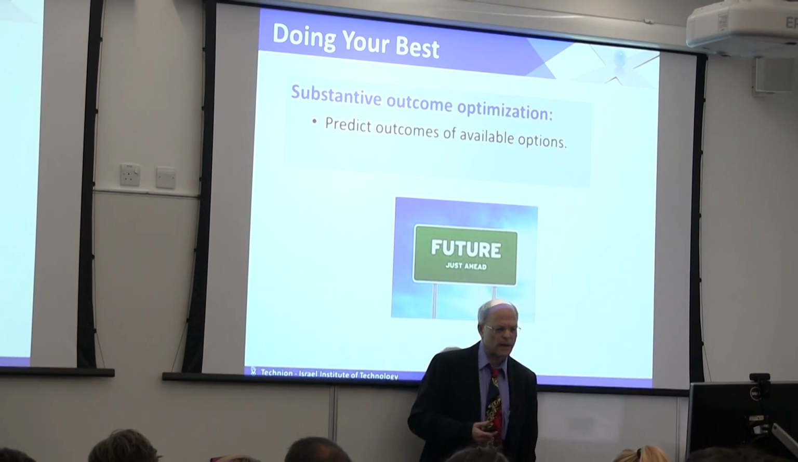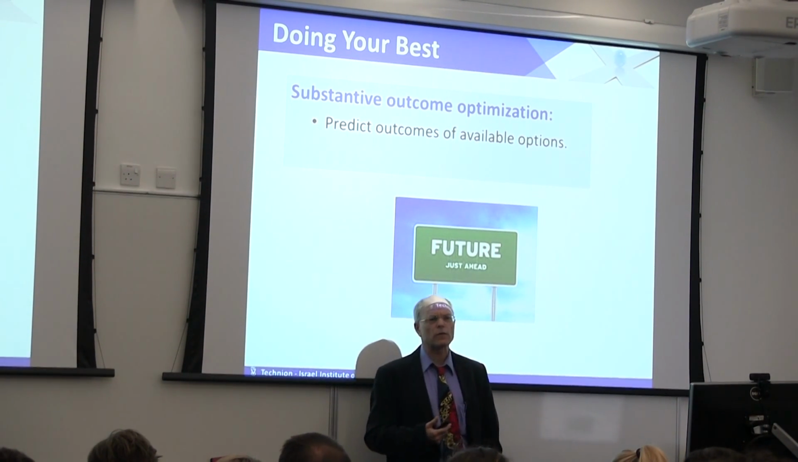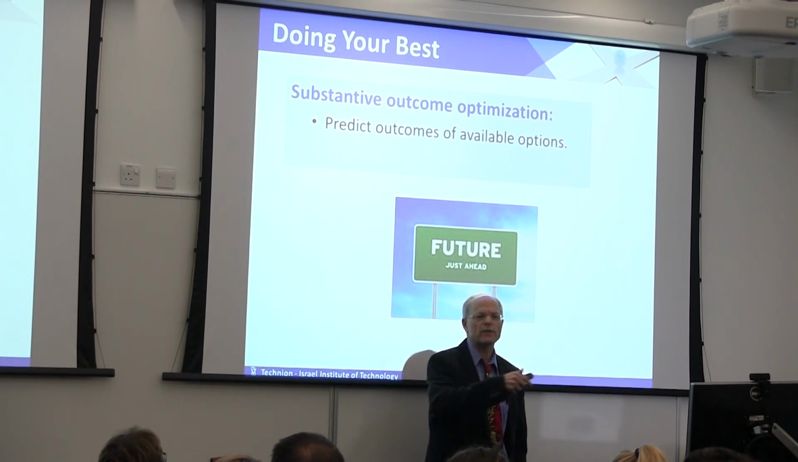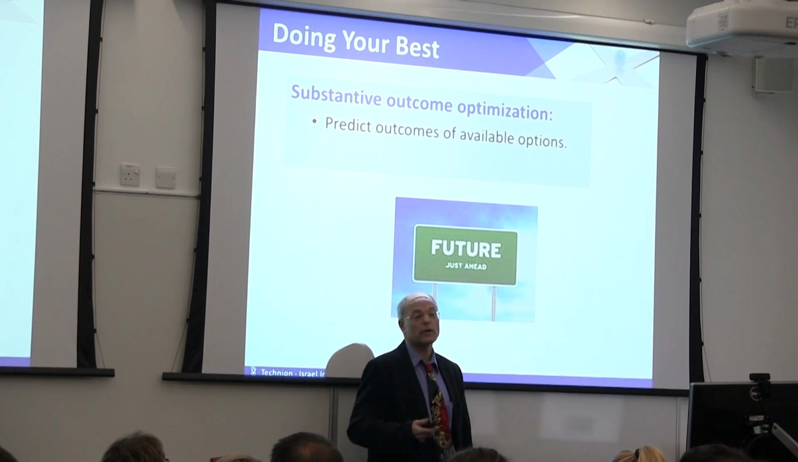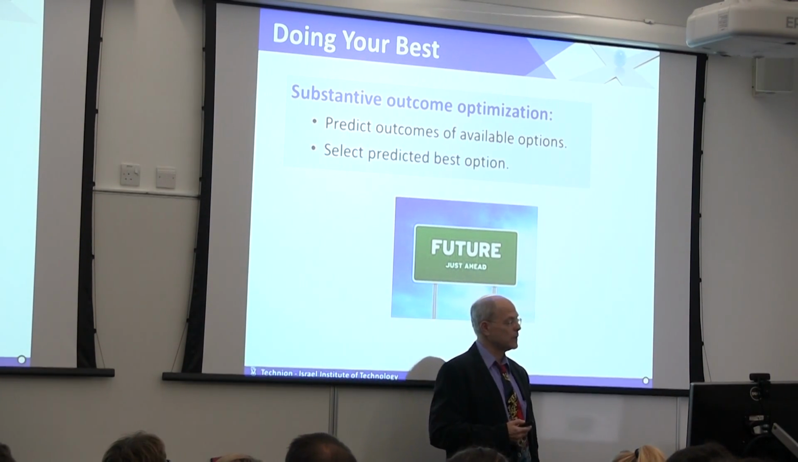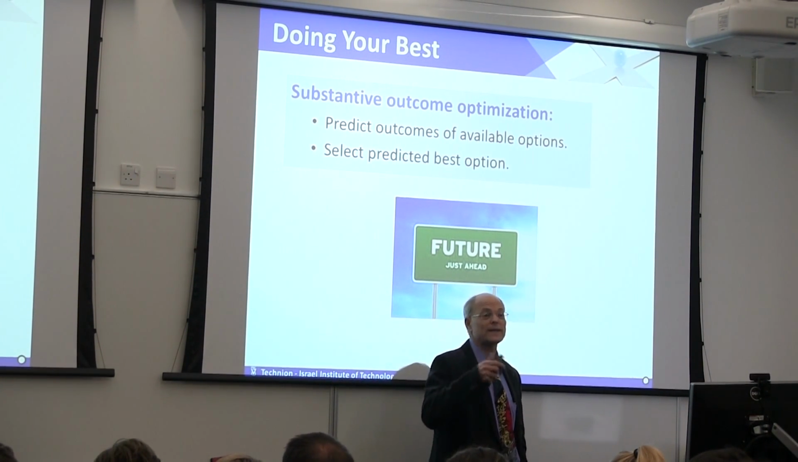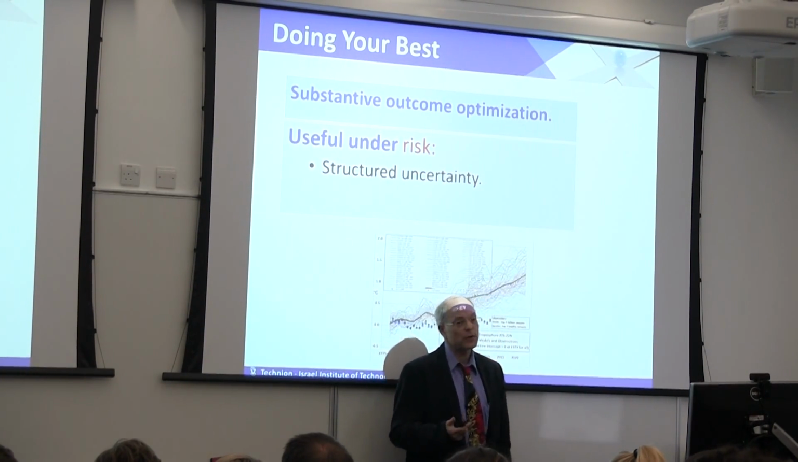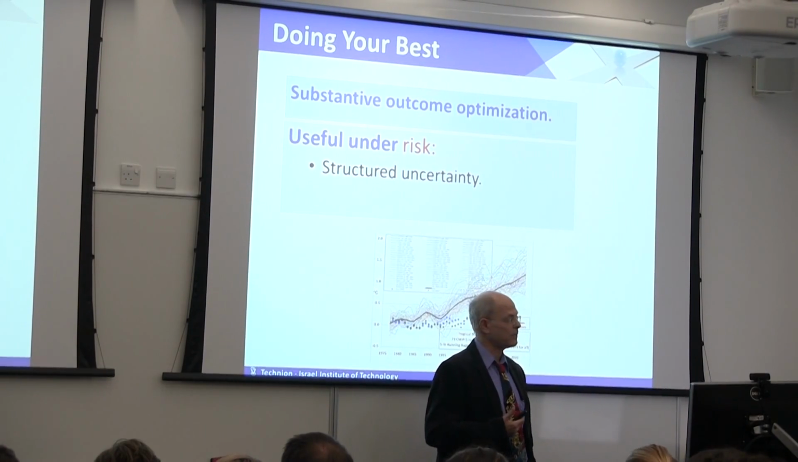The basic methodology is that you use your best models to predict the outcomes of your decision alternatives, and then you prioritize these alternatives according to those predictions. So you select the option whose predicted outcome is best. And that's very useful under probabilistic risk.